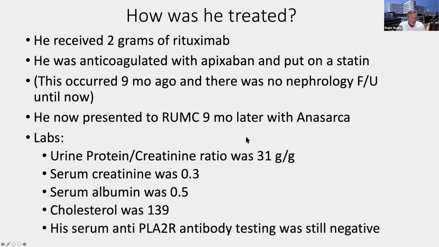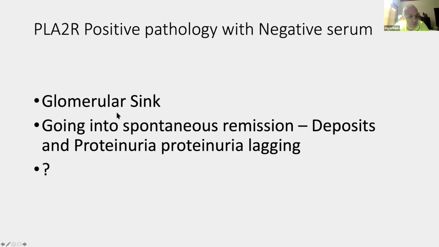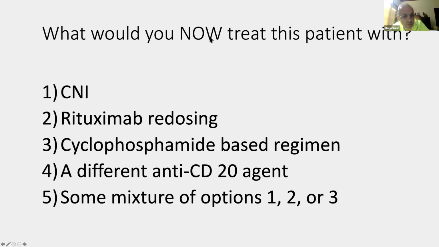And then I've got the final poll here. Question 3, what would you now treat this patient with? Answer 1, a CNI. Answer 2, rituximab redosing. Number 3, a cyclophosphamide-based regimen. Number 4, a different anti-CD20 agent. Or number 5, some mixture of options 1, 2, or 3. So while people vote, Roger, can I pose some questions?